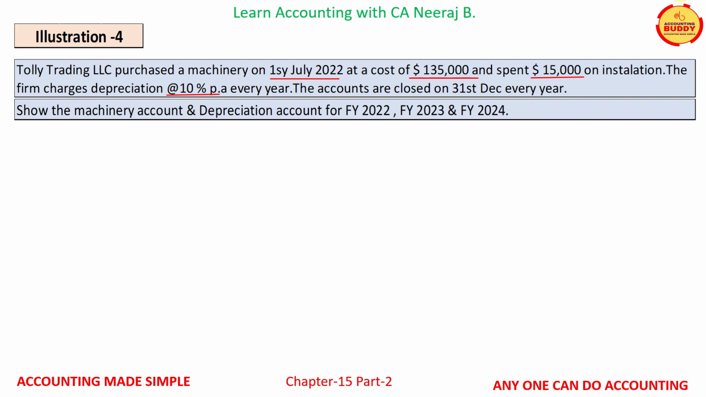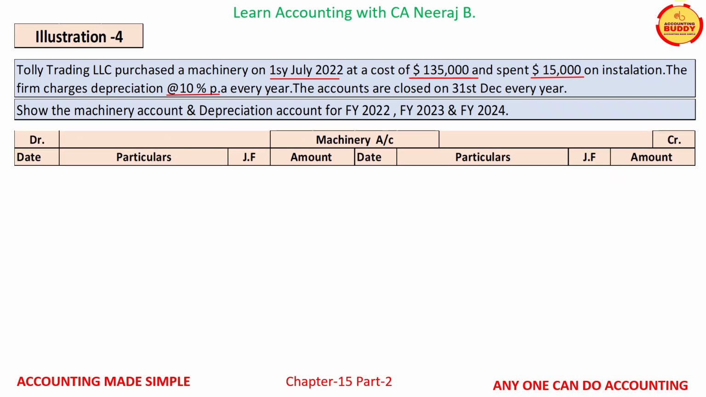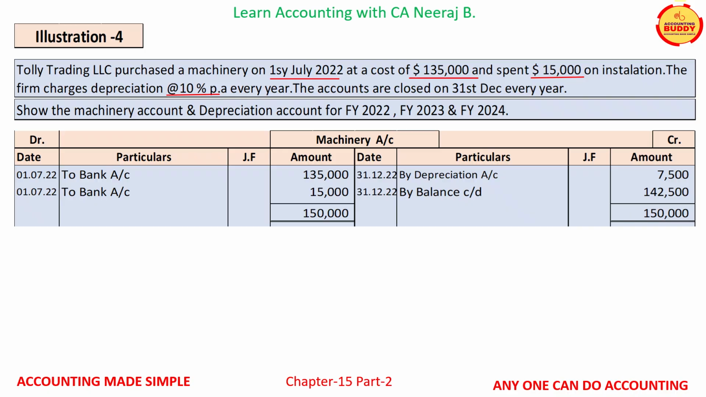Header of a machinery account is appearing on your screens. The transactions for the financial year 2022 are now displayed. On 1st of July 2022, machinery for $135,000 is purchased, and on the same day an amount of $15,000 is paid for its installation. Both these amounts will be posted on the debit side of the machinery account, by writing the words to bank account in the particulars column.